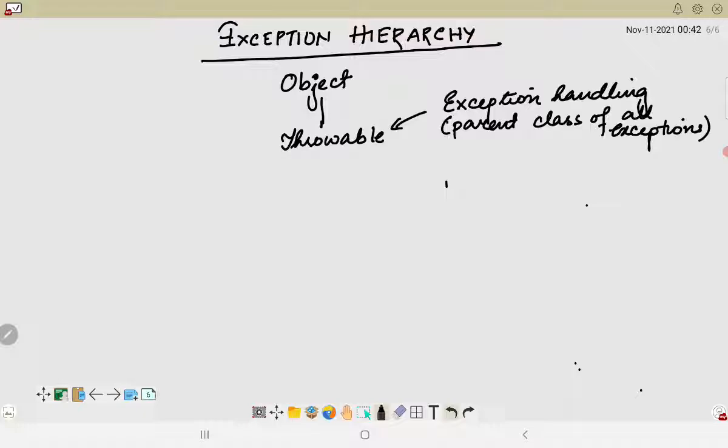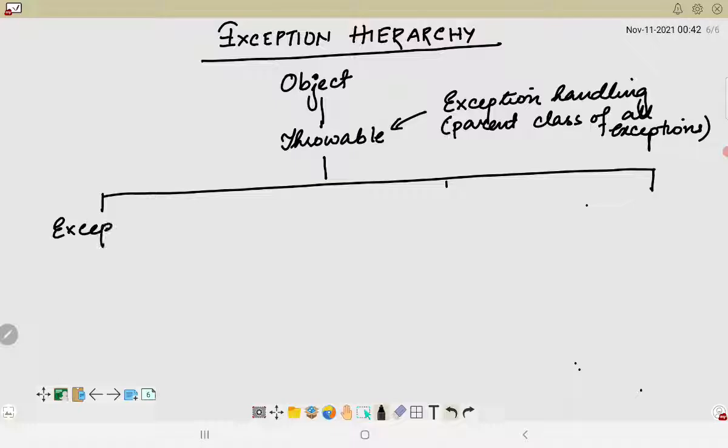And now talking about the throwable class, this parent class considers two different types of classes. One is known as the exception, and the other one is known as the error. Talking about the differences between exceptions and errors, this is one of the most frequently asked questions: what is the basic difference between an exception and an error? We have to understand that there are a few points related to exceptions and errors.